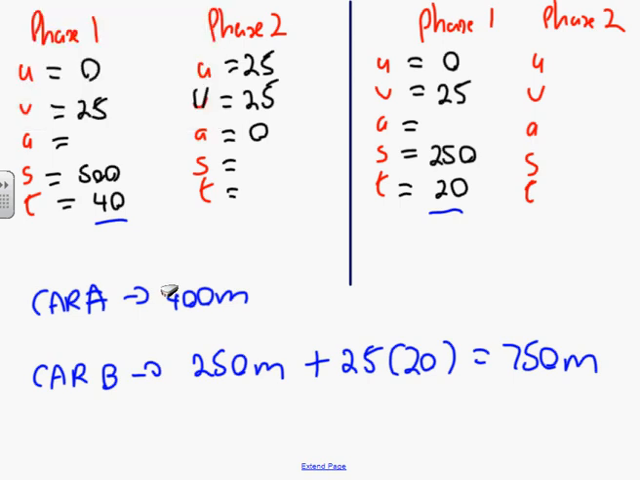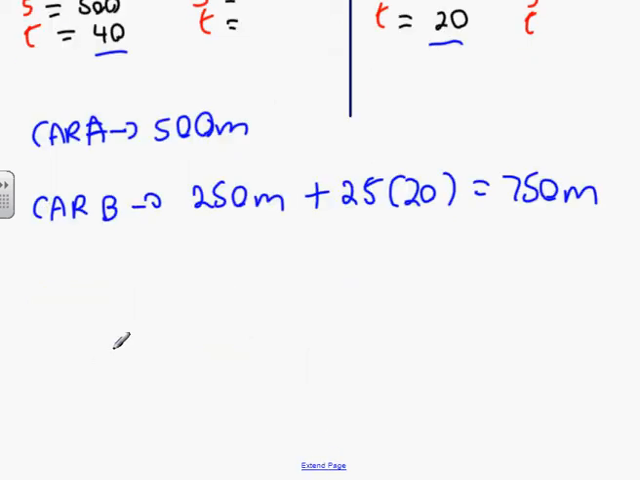Sorry guys, car A is actually 500 meters, not 400 meters. So, car A has travelled 500 meters and car B has travelled 750 meters total. Is that alright? Now, we're at the stage 40 seconds in.